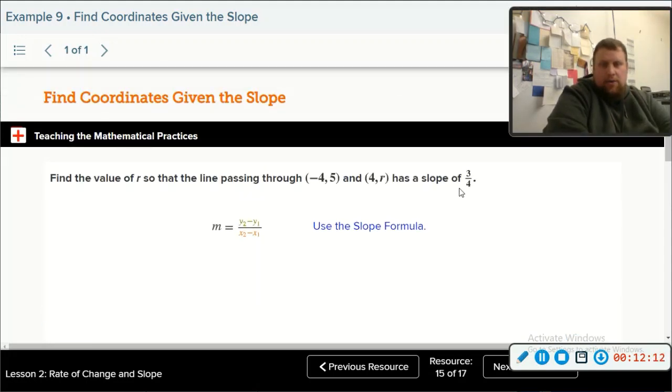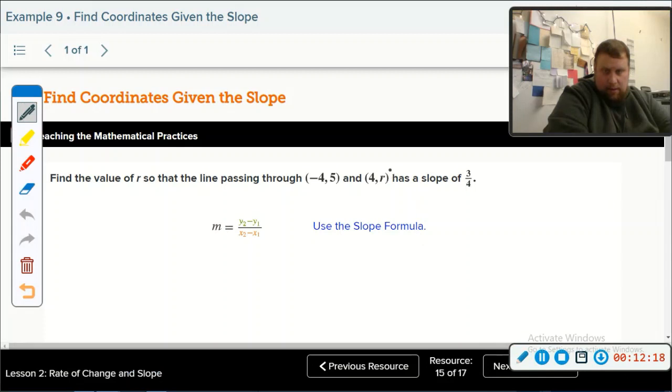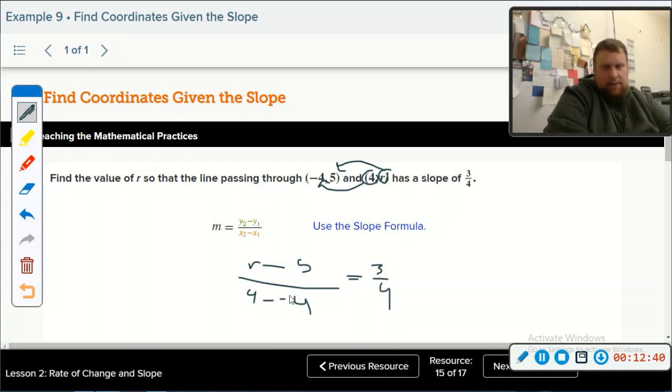All right, so I can use the slope formula to help me. I'm going to have r minus 5 all over 4 minus -4 equals 3/4. So this is going to turn into a plus, and I'm going to end up with r minus 5 over 8 equals 3/4.